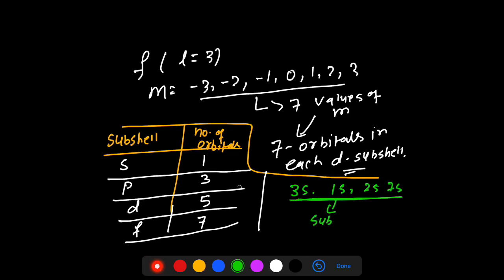Remember the 3s, 1s, 2s or any s, let's take 7s. These are all subshells. They are not orbitals. Which subshell are they? They are s subshells. Since an s subshell has just one orbital, you will not get confused by these numbers, 3, 1, 2, 7. They are just the shell number. 3s belongs to the third shell, 1s belongs to the first shell, 2s belongs to the second shell, 7s belongs to the seventh shell, likewise.